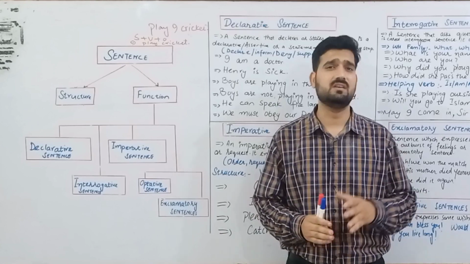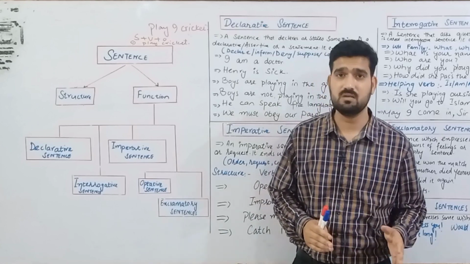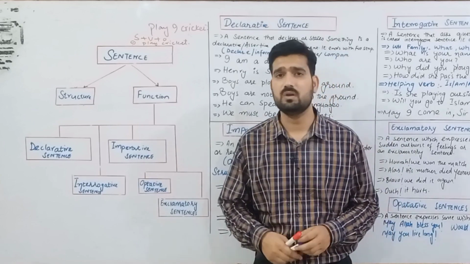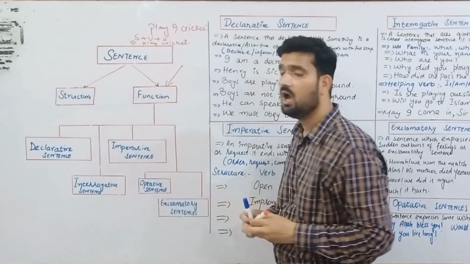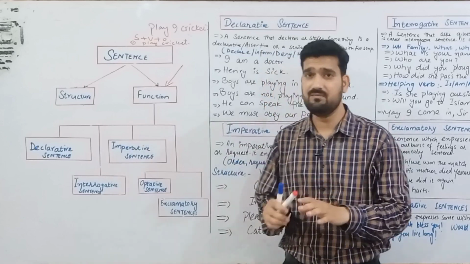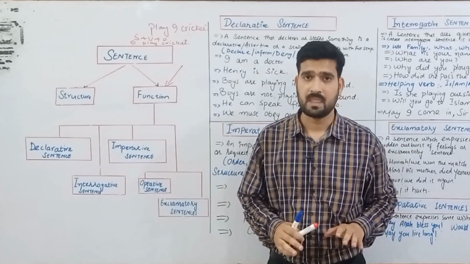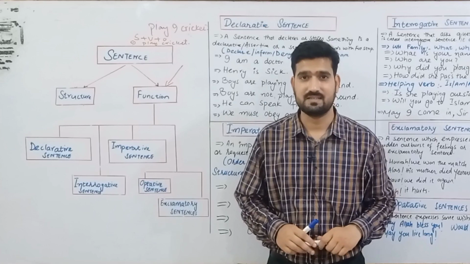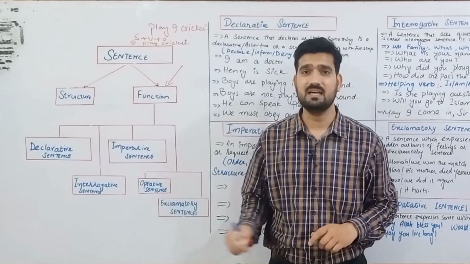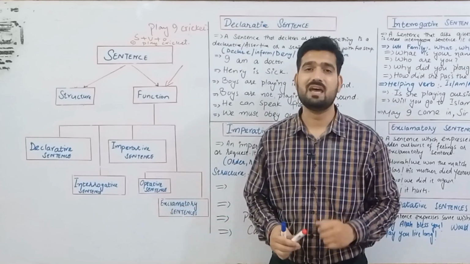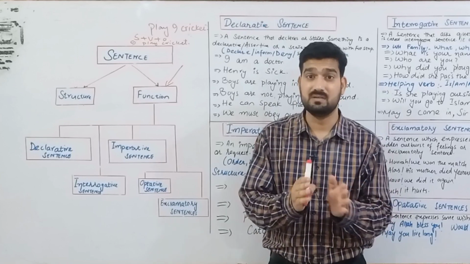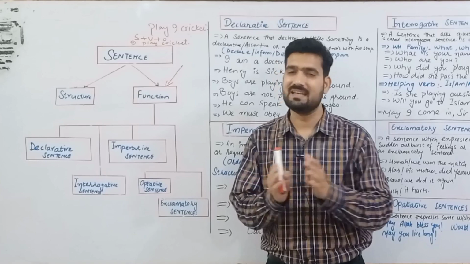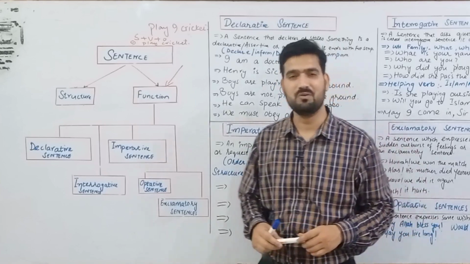But sentences have different types based on their structure and based on their function. Today we are going to discuss the types of sentences based on their function. On the basis of function, we have 5 different types. First, the declarative sentence. Second, the imperative sentence. Then interrogative sentences, and later the two similar but slightly different ones, optative and exclamative sentences. So let's start our video.